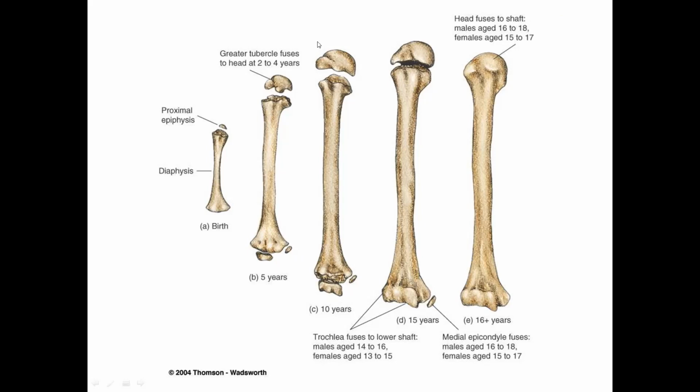Then at 10 years, they are growing more and more. And at 15 years, you see that the lower ones have closed. Okay. And then at 16 plus years, you see that the whole of the humerus is now ossified. There are no ossification centers here. Right. So like this, you will get different charts for the different long bones of the body. Now, you do not have to study all this, right? You just need to understand the concept.